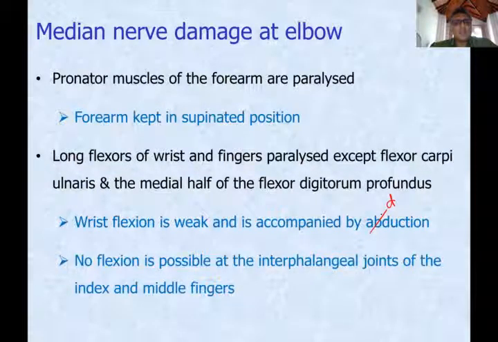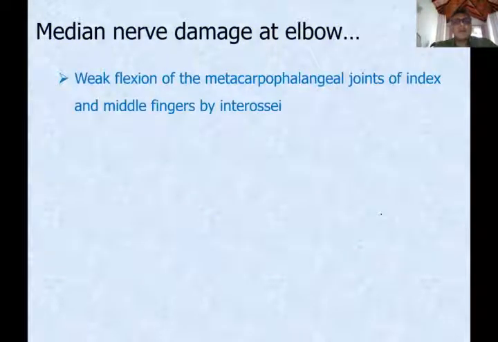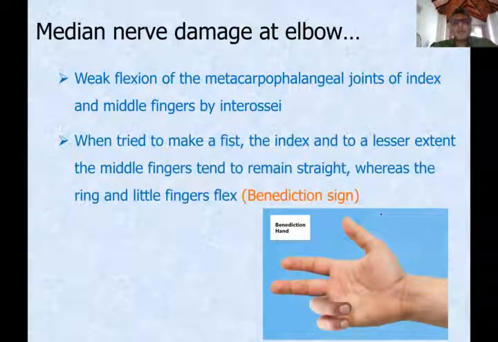Then for the same reason, no flexion is possible at the interphalangeal joints of the index and middle fingers. You cannot flex them because it's solely by the long flexors, flexor digitorum profundus and superficialis. They are totally gone, but there's weak flexion of metacarpophalangeal joints of the index and middle fingers by the interossei muscles. Okay, because they are intact when it comes to the index and middle fingers.